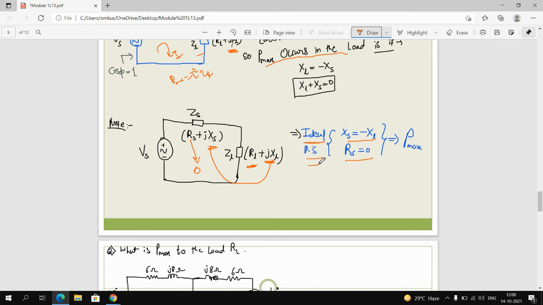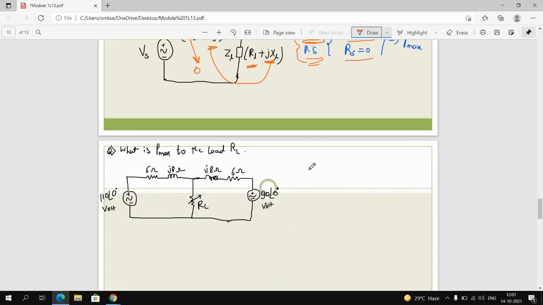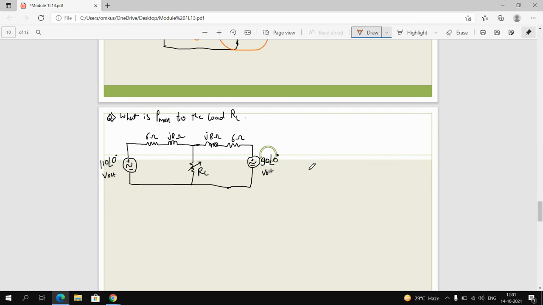For an ideal power system we arrange such a system which cancels out this reactance term, and we try to manage this RS, the source resistance, to zero to reduce your losses. So this type of system we use in our power system. Okay, now this is a question. Here you need to calculate the Pmax to the load, right? So this is a resistive element.